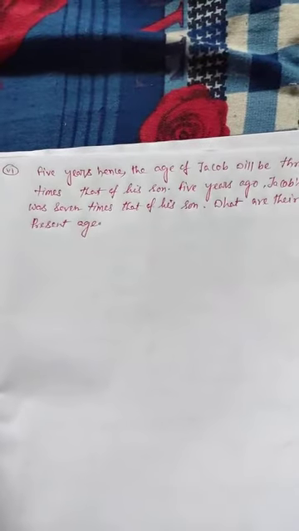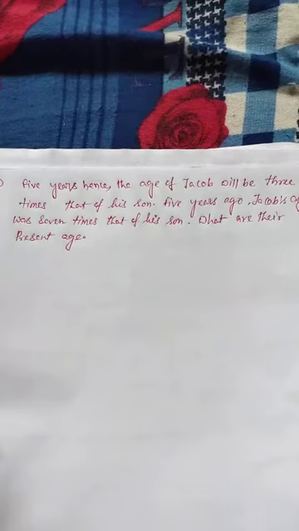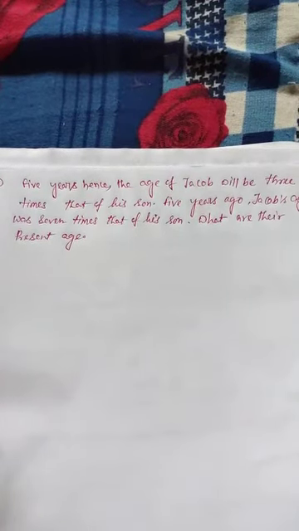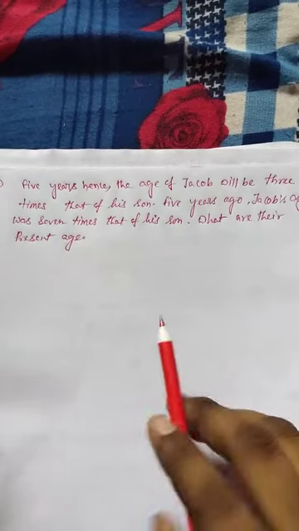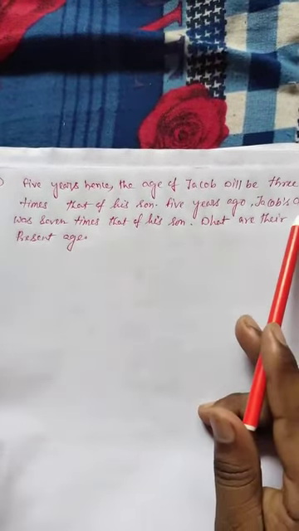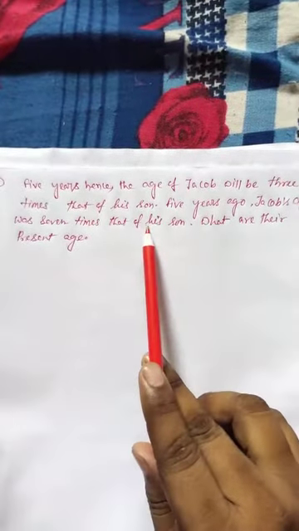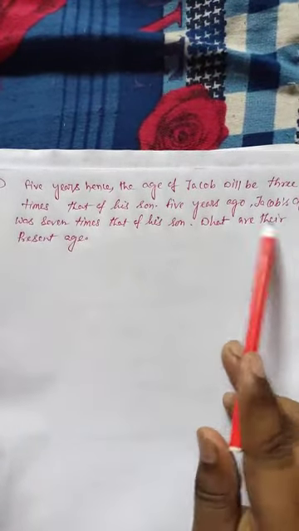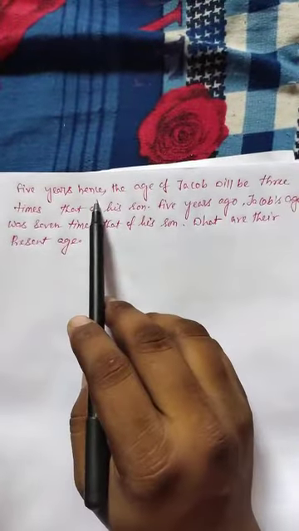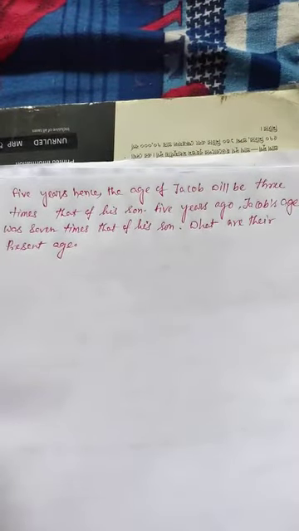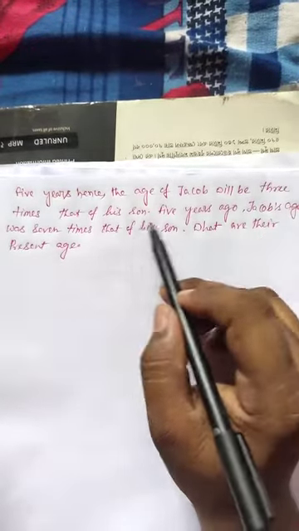Next, now we are going to solve the last question of this exercise 3.3. Question number 6. Question is, 5 years hence the age of Jacob will be 3 times that of his son. 5 years ago Jacob's age was 7 times that of his son. What are their present ages? So question is, 5 years hence, that means after 5 years, the age of Jacob will be 3 times that of his son.